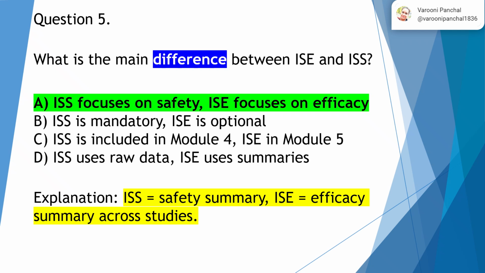Question 5. What is the main difference between ISS and ISE? Option B says ISS is mandatory and ISE is optional. No. ISS is included in Module 4, ISE in Module 5. No. ISS uses raw data, ISE uses summaries. No. So the full form of ISS is the integrated summary of safety, which focuses on safety. ISE is the integrated summary of efficacy, which focuses on efficacy. So the correct answer is A. So ISS is your safety summary, ISE is your efficacy summary across studies.